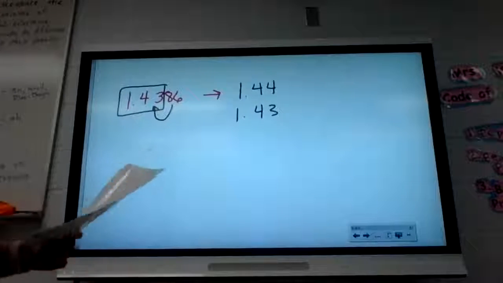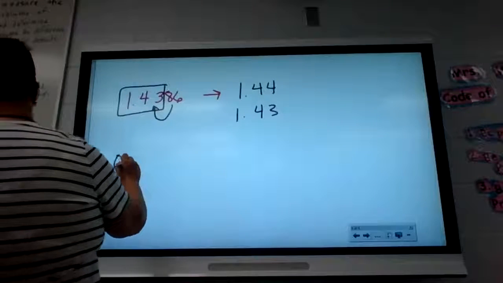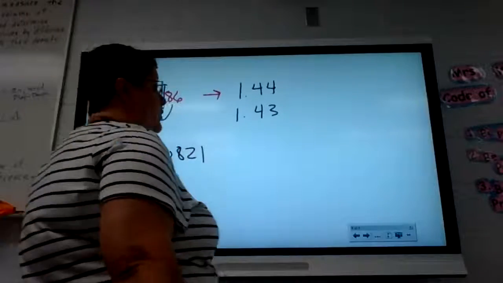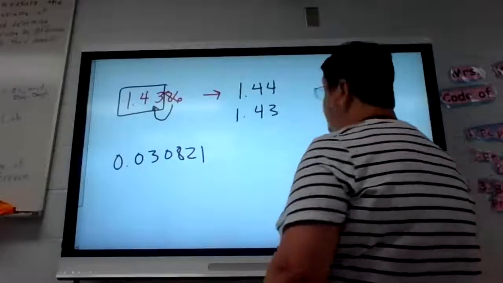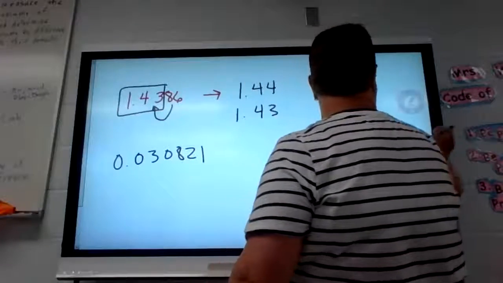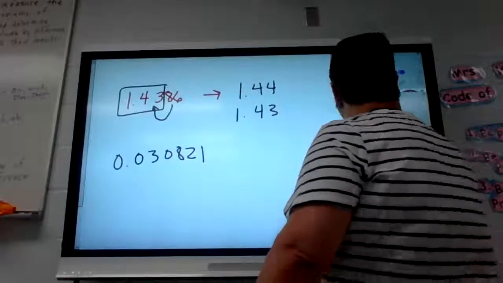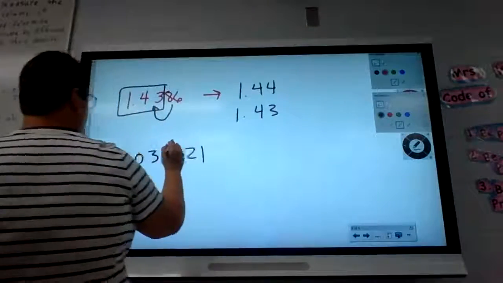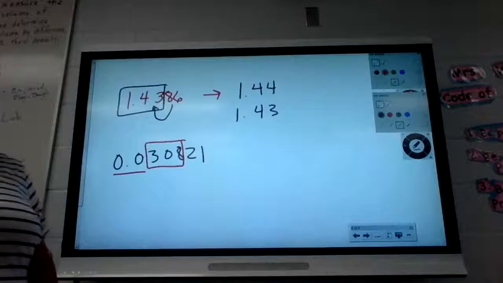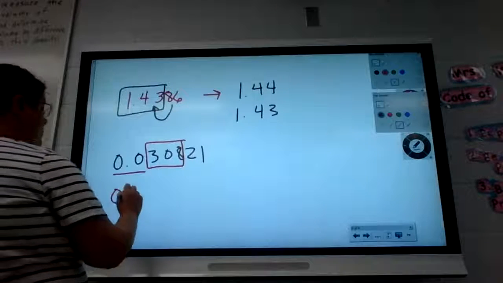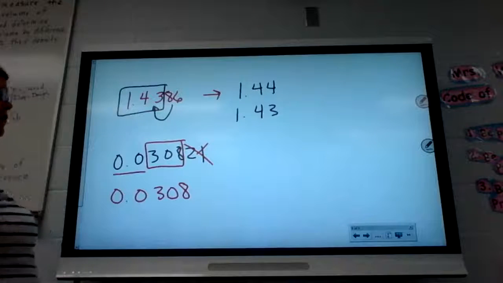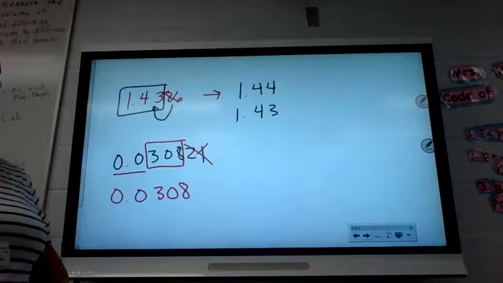All right? So number 3, 0.030821. The first 3 significant digits are what? 308. All right, so 308. These zeros are not significant, but they have to stay or I change my number. So 0.0308. Those just drop off. They don't affect the rounding, so they're gone.